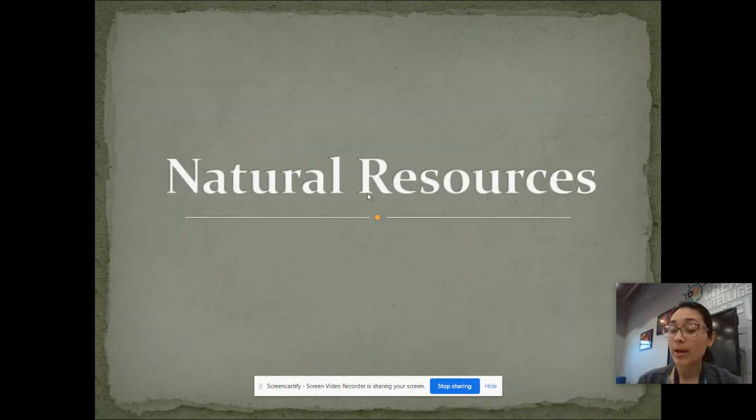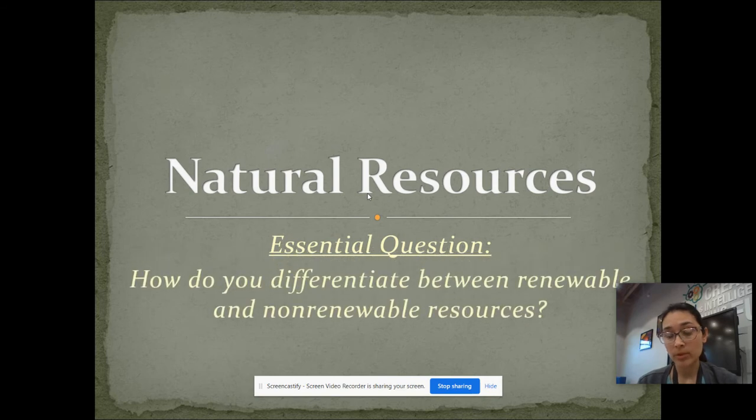Okay, we're talking about natural resources. So energy has to come from somewhere, right? And there's two ways we can get that. We either have renewable or non-renewable resources. Your essential question, or what we need to know, is how do you differentiate between renewable and non-renewable resources? So how can we tell the difference between the two? And we have to know examples of each, as well as the pros and cons.